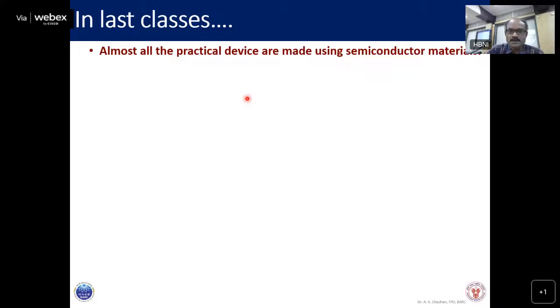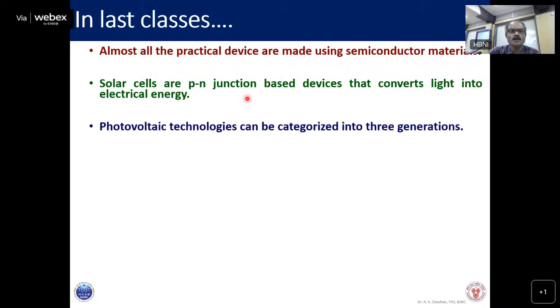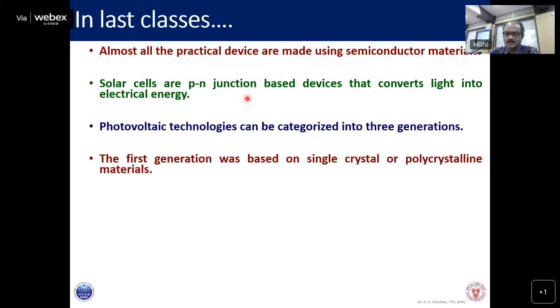So almost all the practical devices are made using semiconductor materials. Solar cells are generally PN junction based devices, and these convert light into electrical energy. Photovoltaic technology can be categorized into three main generations: first generation, second generation, and third generation.